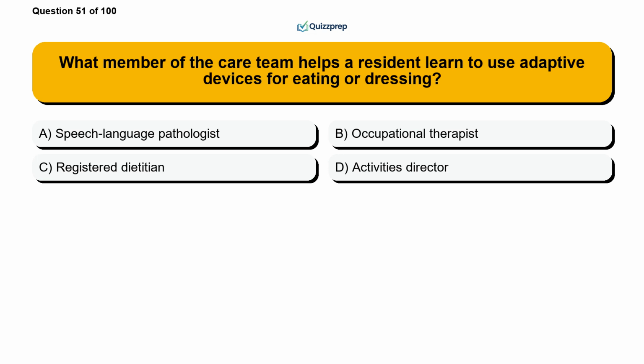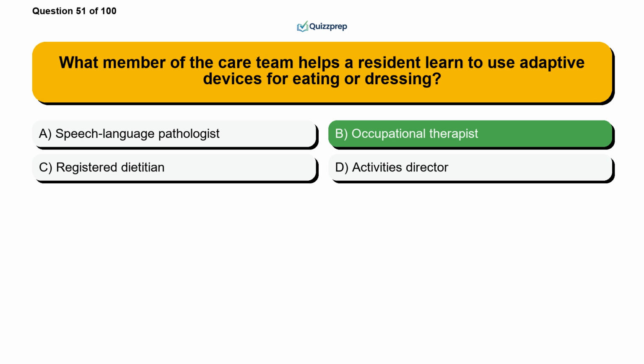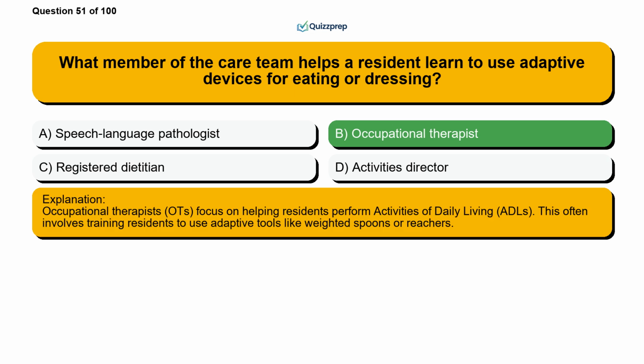Question 51. What member of the care team helps a resident learn to use adaptive devices for eating or dressing? Option A, speech-language pathologist. Option B, occupational therapist. Option C, registered dietitian. Option D, activities director. The correct answer is option B, occupational therapist. Occupational therapists, OTs, focus on helping residents perform activities of daily living, ADLs. This often involves training residents to use adaptive tools like weighted spoons or reachers.